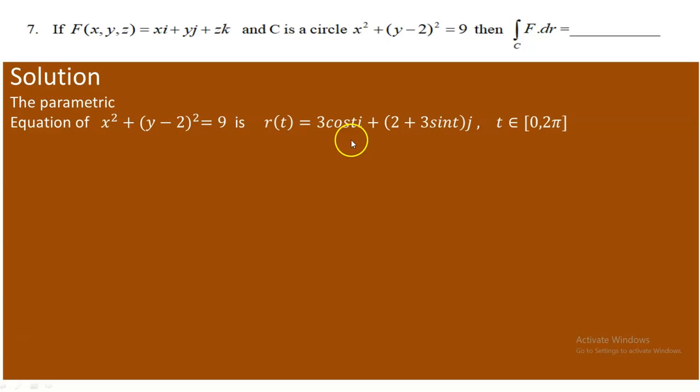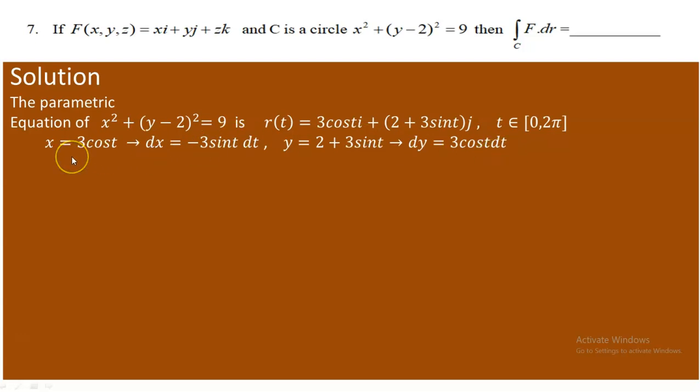Once we have this, what comes next is the assignment. Here x is 3 cos t, because the x component of your parametric equation is 3 cos t i. So x is 3 cos t, and directly you can find dx. The change in x is minus 3 sin t dt. And y is 2 plus 3 sin t, and the derivative of this with respect to t gives dy equal to 3 cos t dt, because the 2 is a constant and its derivative is 0. So the derivative of 3 sin t is 3 cos t dt.